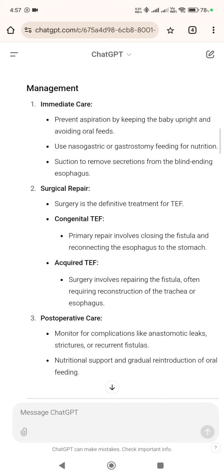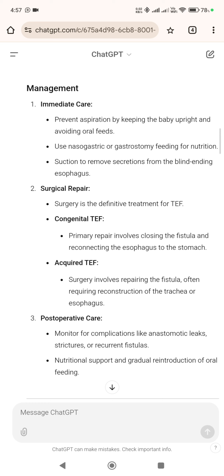Congenital TEF: primary repair involves closing the fistula and reconnecting the esophagus to the stomach. Acquired TEF: surgery involves repairing the fistula, often requiring reconstruction of the trachea or esophagus. 3. Postoperative care. Monitor for complications like anastomotic leaks, strictures, or recurrent fistulas. Nutritional support and gradual reintroduction of oral feeding.